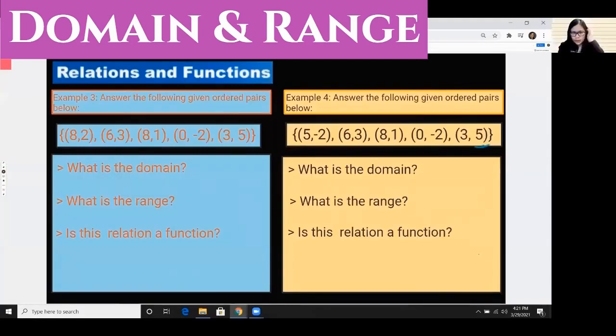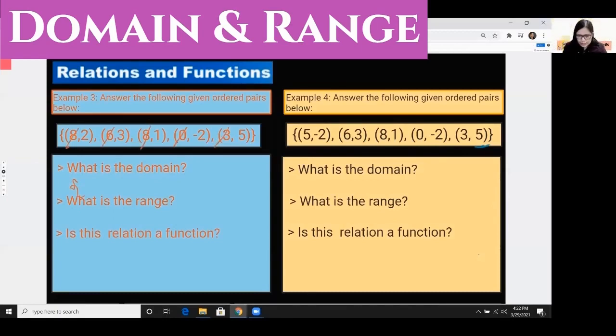So the next one, we have relation and function. We are going to identify if the given relation is a function or not. But we need to answer the following first before we proceed to the third step. Okay, first step, we will use red font for the domain. We will use blue font for the range. And we will use green font for identifying if the given relation is a function or not. For the domain, let us use a red font. Again, we're looking for least to highest. Let us highlight them. I am going to cancel them out so that we can easily identify the domain.